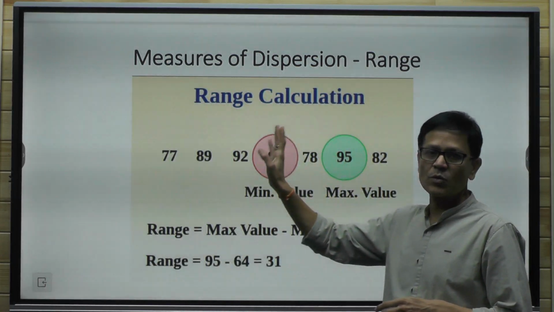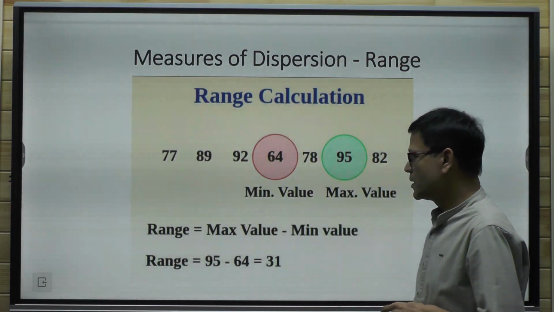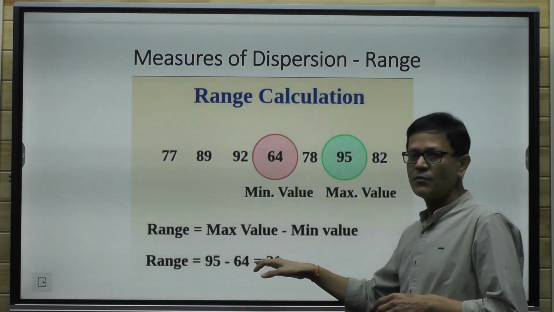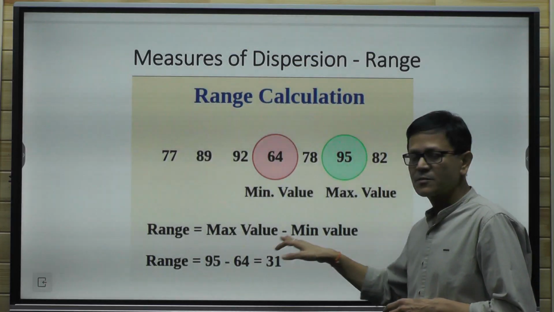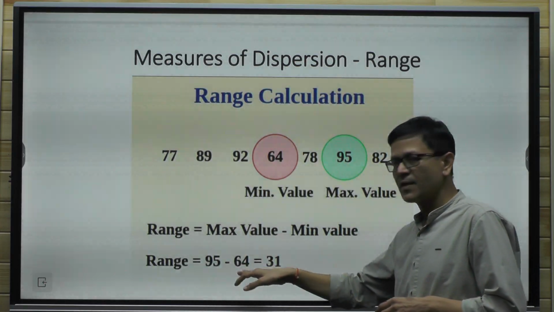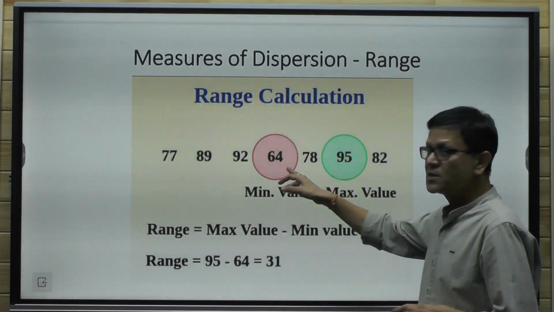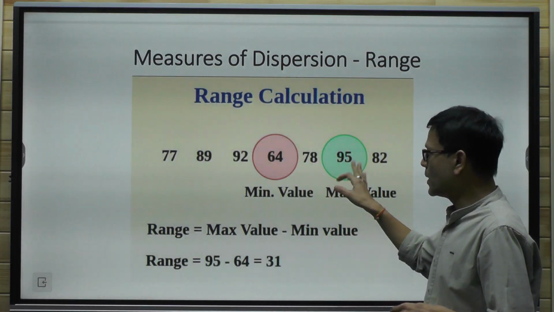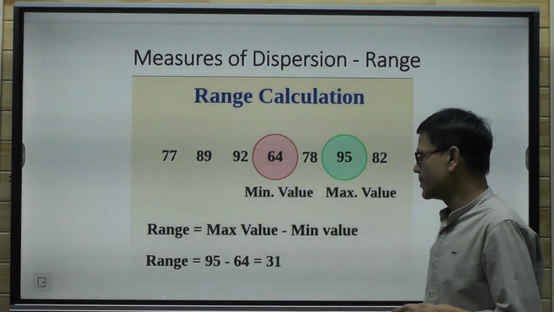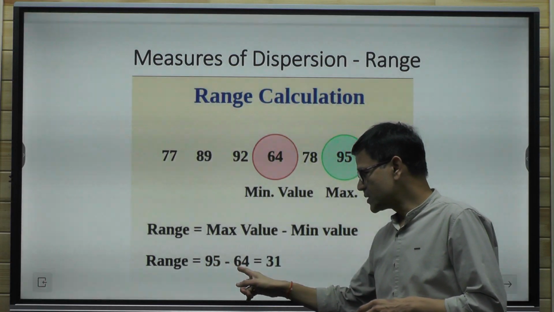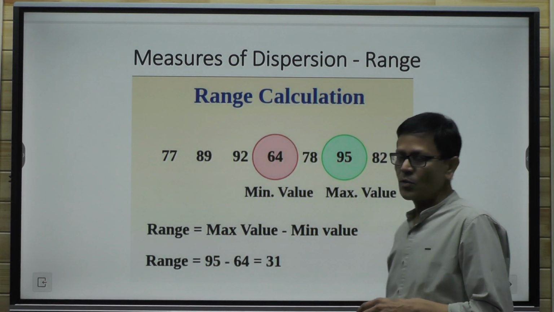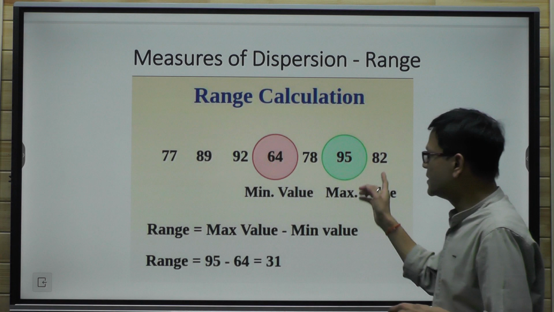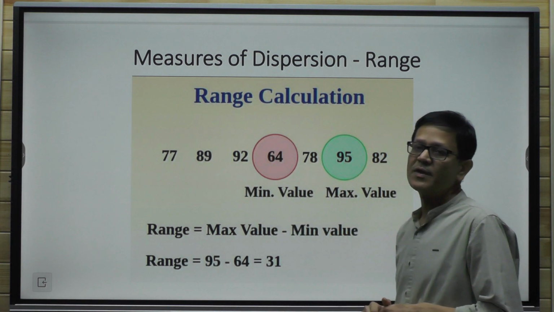Put a circle around those minimum and maximum values. Then the range, as we know from the formula, max minus min, and that gives 95 minus 64, because these are the two elements identified, one max, one min. So 95 minus 64 equals 31. So 31 is the range of this data set which is given to you.